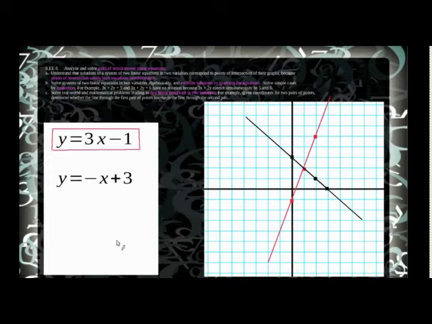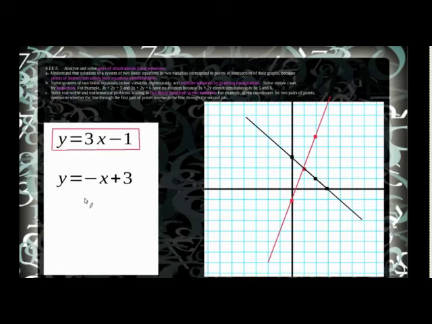Let's look at them just a little bit more closely. This one is 3x minus 1. When x is 0, we have 3 times 0 minus 1. 3 times 0 is 0. Take away 1 is negative 1. This first point is going to be right here. Hopefully you guys have gotten that.